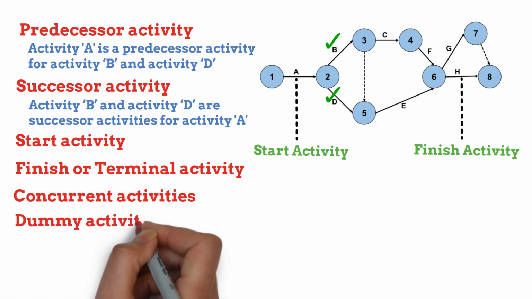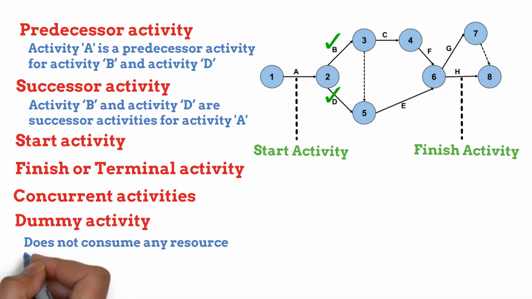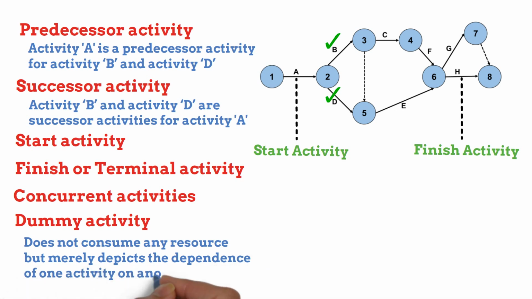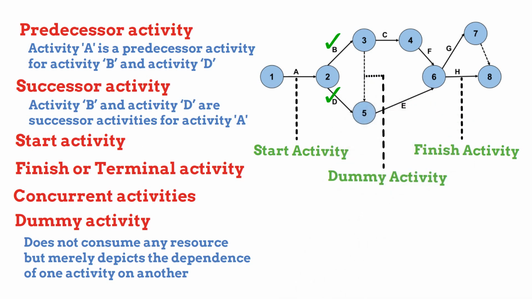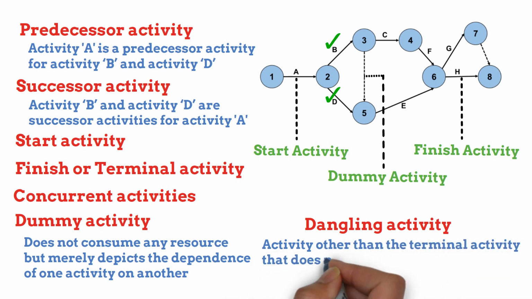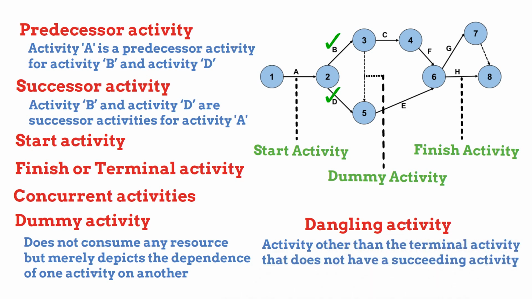Dummy activity. An activity which does not consume any resource but merely depicts the dependence of one activity on another is called a dummy activity. It is introduced in a network when 2 or more parallel activities have the same start and finish nodes. It is represented by the dashed line. Activity between nodes 3 and 5 is a dummy activity. Dangling activity. An activity, other than the terminal activity, that does not have a succeeding activity is termed a dangling activity. It is connected to the last node through a dummy activity. Activity G is a dangling activity.